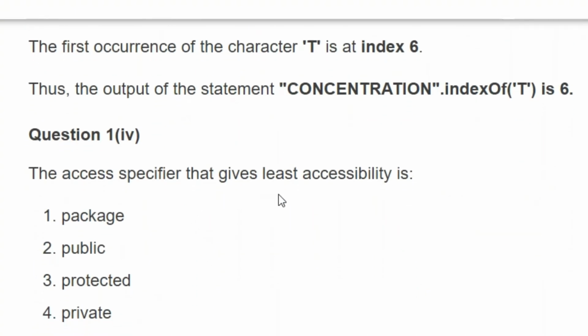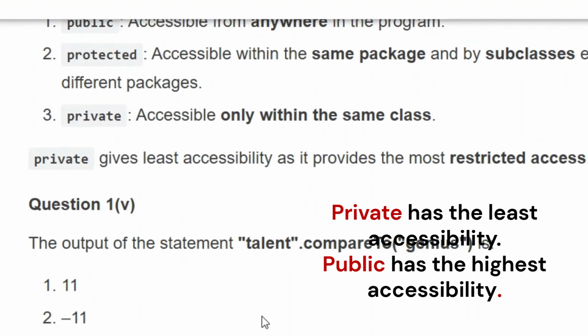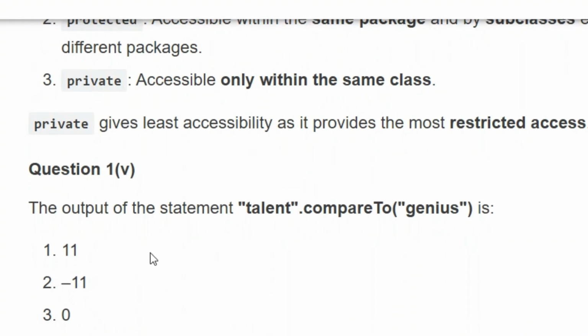Question 4. Which access specifier provides the least accessibility? Answer. Private has the least accessibility. Public has the highest accessibility. Correct answer. Option 4, private.